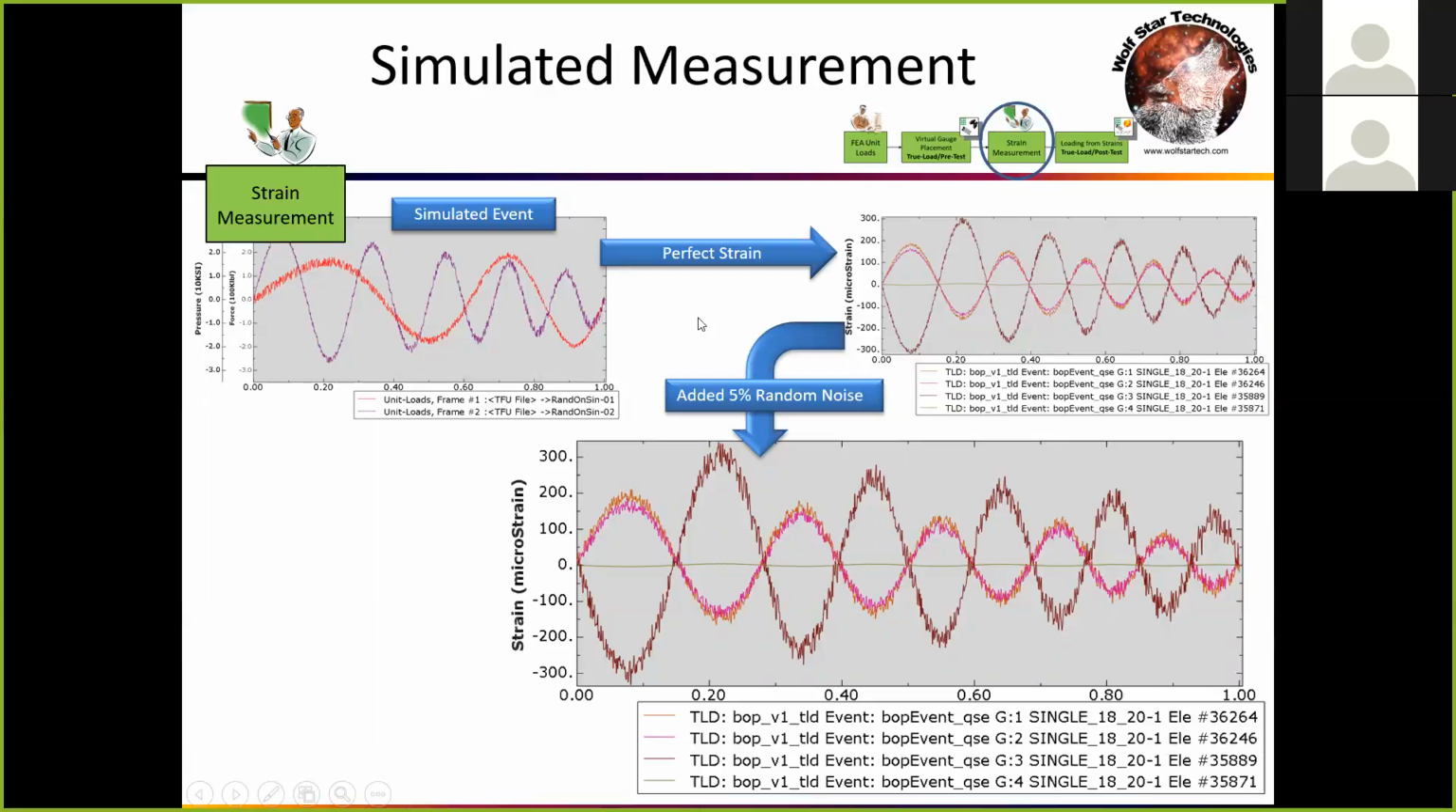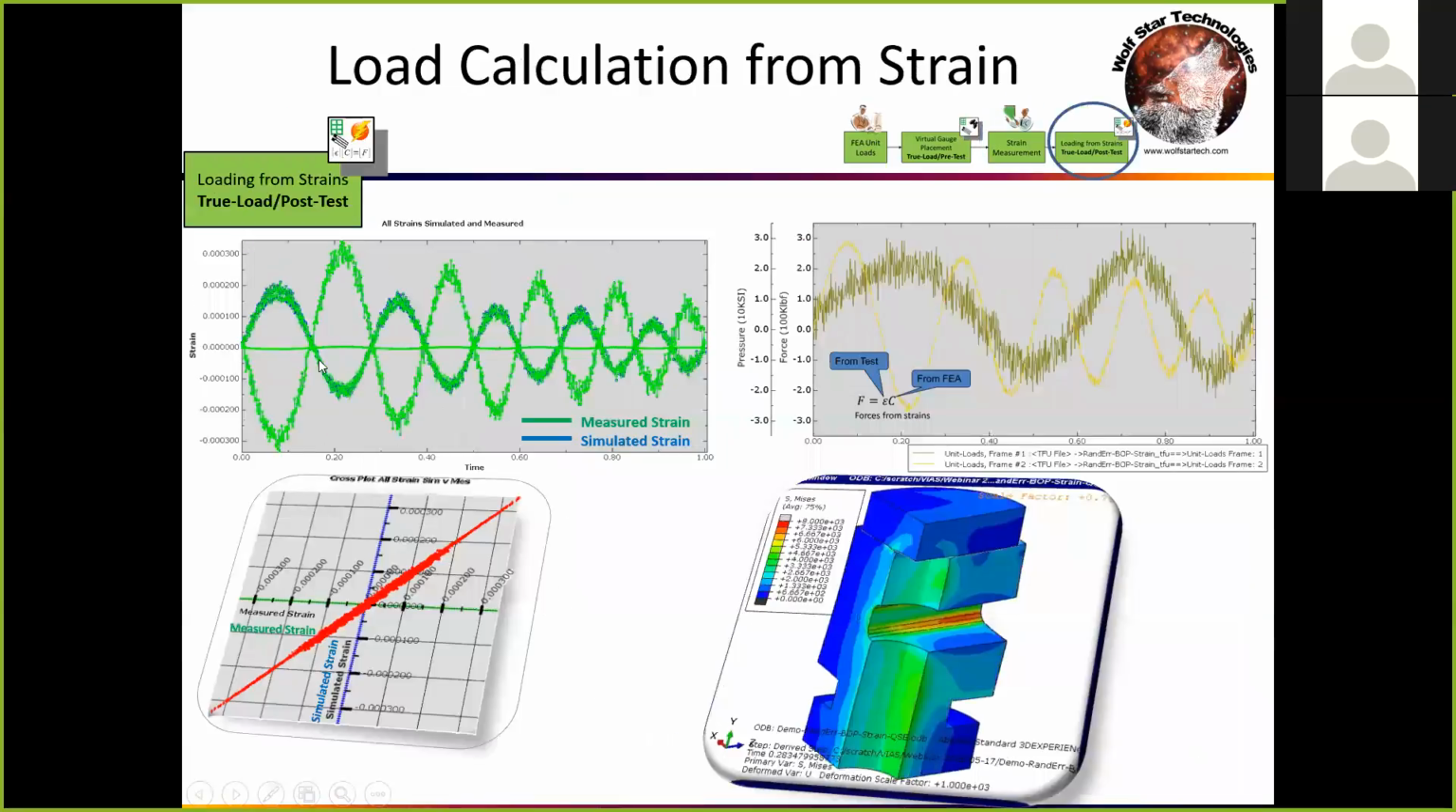And then we ran that through a true load post test. So here we've got the green. The green is the measured data from strain, and then we ran that through the equation. So strain times correlation matrix equals loads. So here's our 2 sets of loads that we calculated on the structure.